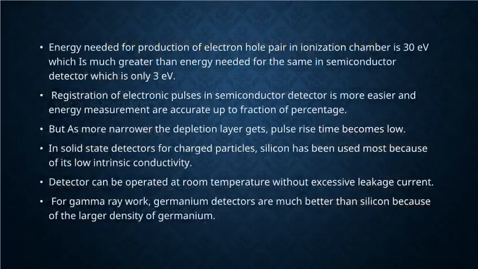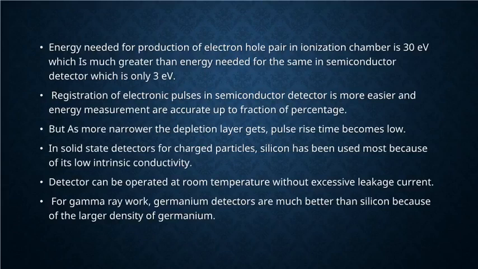If the diffusion junction detector acts like a solid-state ionization chamber, what is its difference or advantage over the ionization chamber? The energy needed for production of an electron-hole pair in an ionization chamber is 30 electron volts, which is much greater than the energy needed for the same in a semiconductor detector, which is only 3 electron volts. Registration of electronic pulses in a semiconductor detector is easier and energy measurements are accurate up to a fraction of a percent.